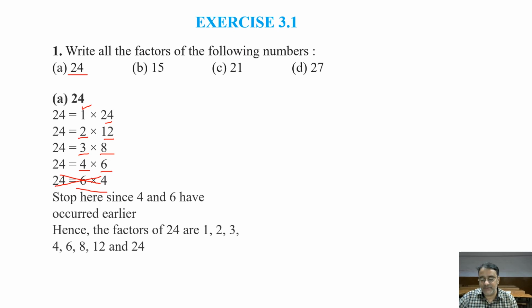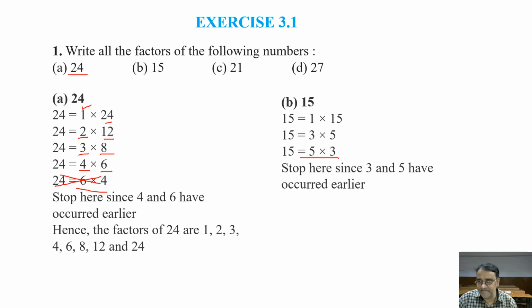Now coming to 15. 15 in how many ways can we write? So let us start. 1 into 15, 3 into 5 and 5 into 3. Again we have to stop here as it is repeated. So the factors are 1, 3, 5 and 15. Only 4 factors are there.